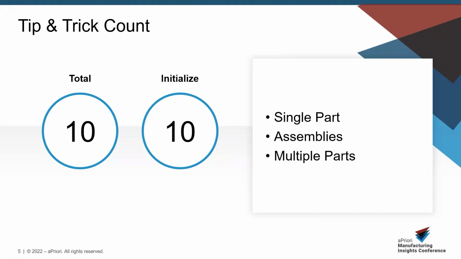We covered a lot of ground there. 10 total tips and tricks related to initializing components in the aPriori database, ranging anywhere from copying inputs to initialize a singular part to handling large assemblies by changing it to list view, initializing your subassemblies, BOM loading, and then deep costing after that. We also covered opening multiple parts in order to batch process, just like we did the assembly.